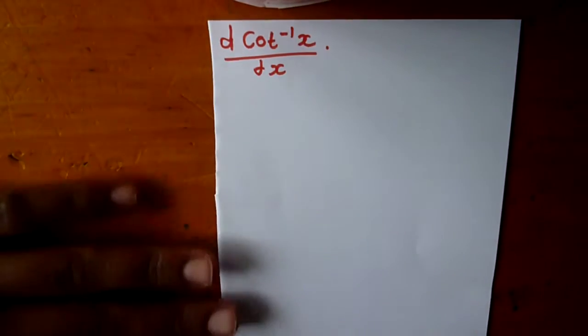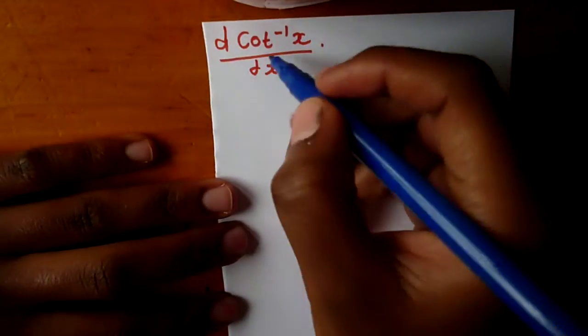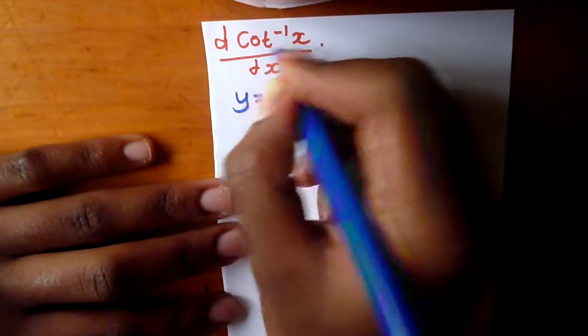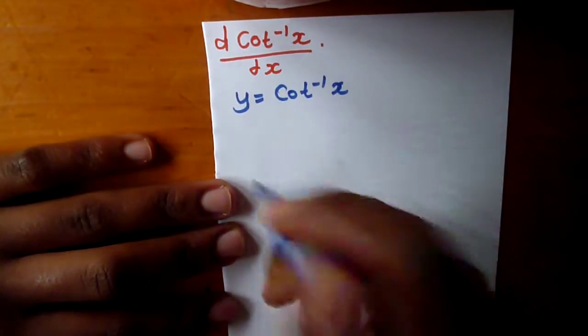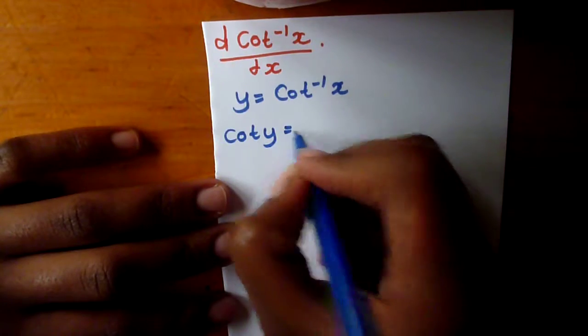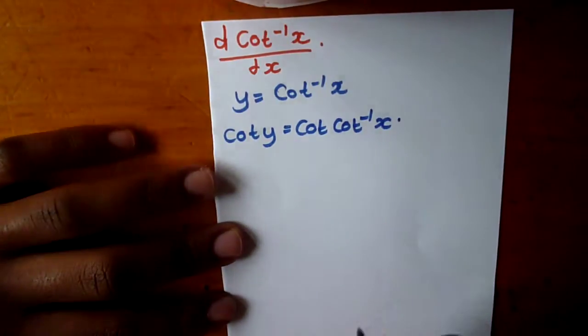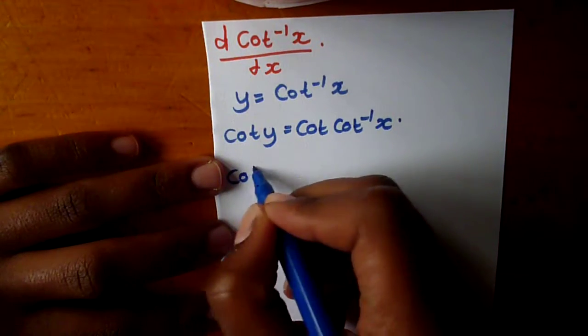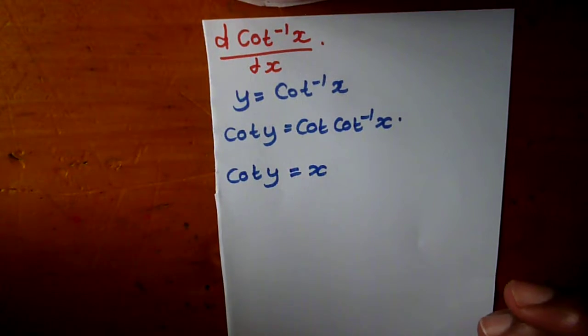Hello, today I'm going to show you how to get the derivative of cot inverse of x. So you equate this function to y, then you take cot of both sides. So cot y will just equal x since cot and cot inverse will cancel out.